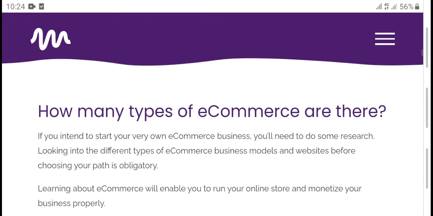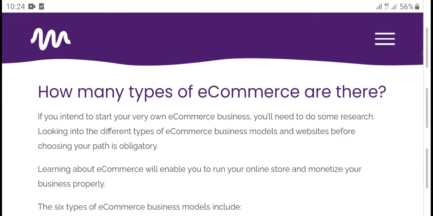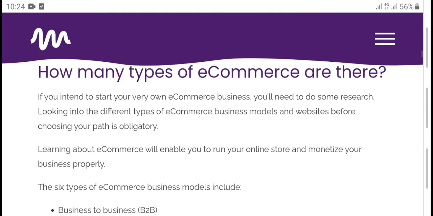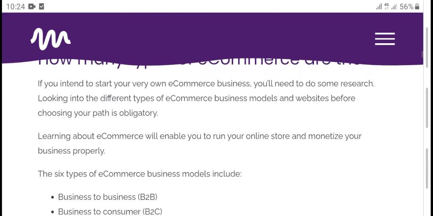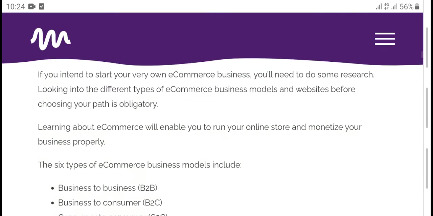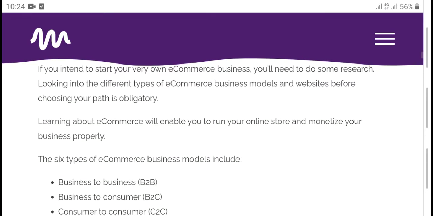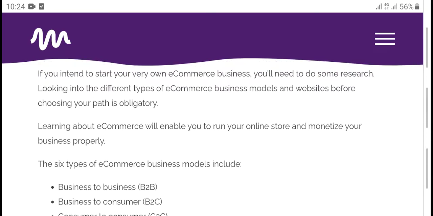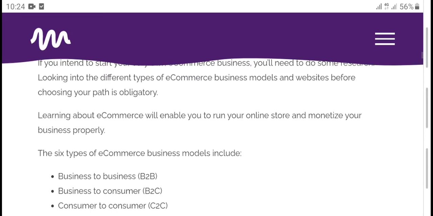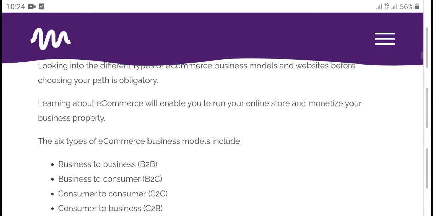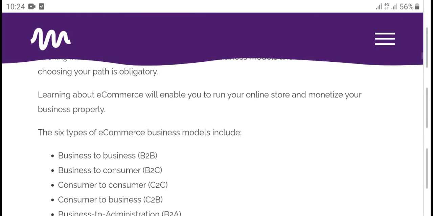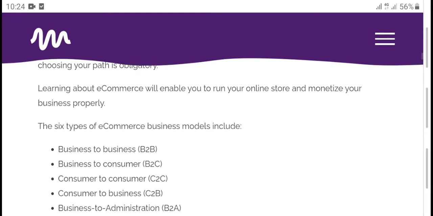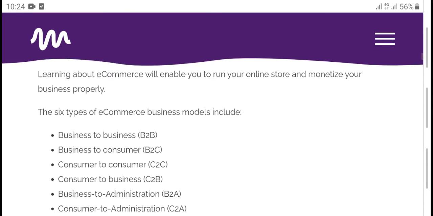How many types of e-commerce are there? If you are interested in becoming an e-commerce business owner, you need to look into the different types of e-commerce business models and websites before choosing your partnership. Learning about e-commerce will enable your online store to monetize your business properly.